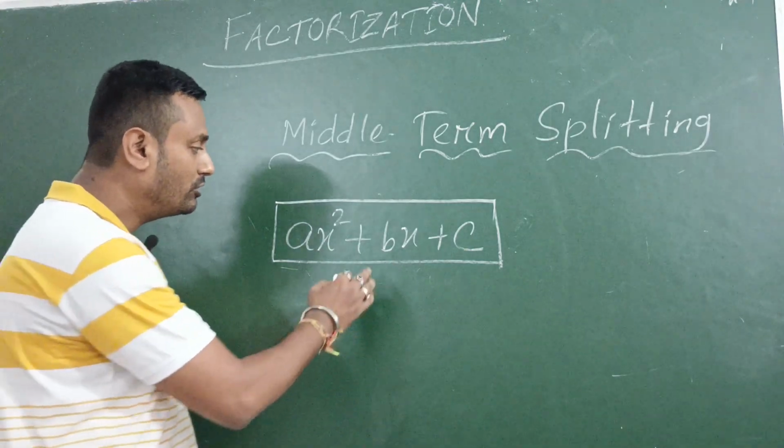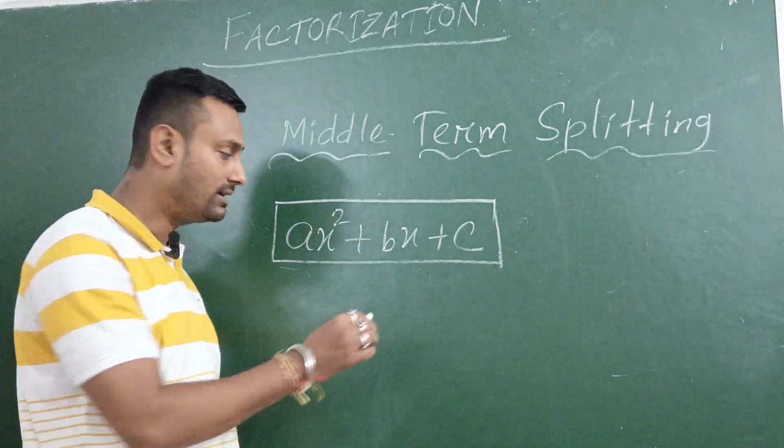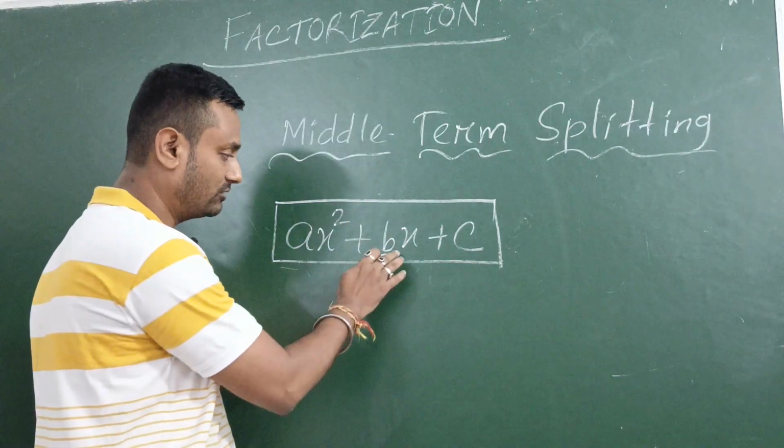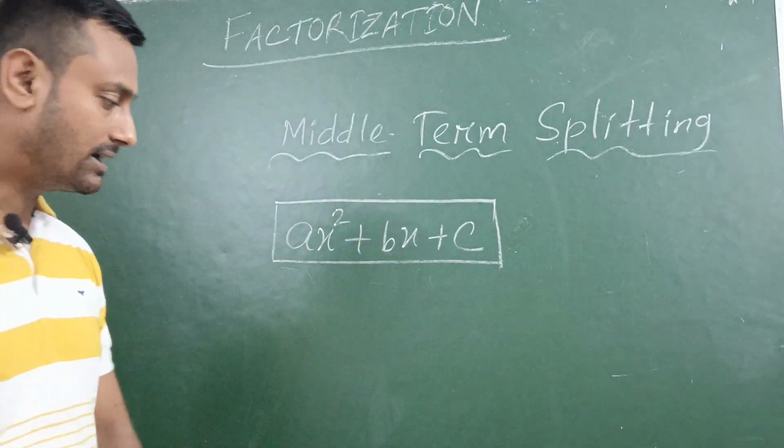So in a quadratic polynomial, middle term splitting is what? This b is the middle term. So we have to split this thing. So we'll start our class.